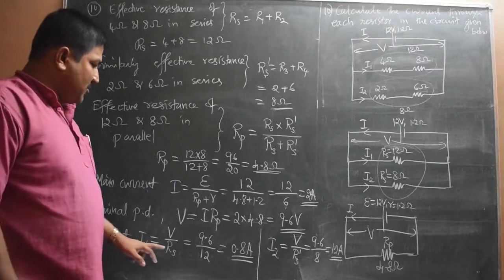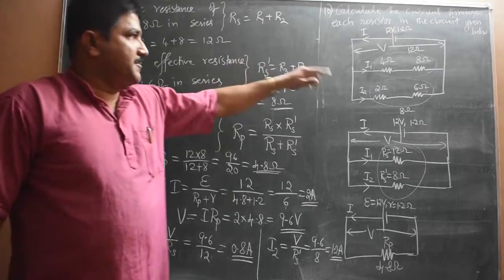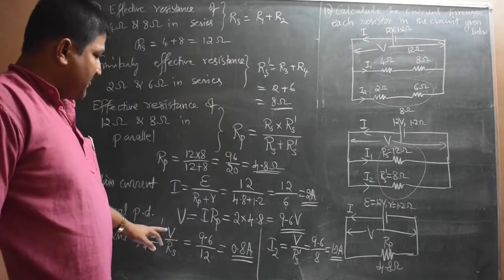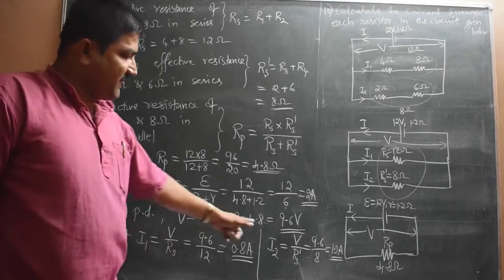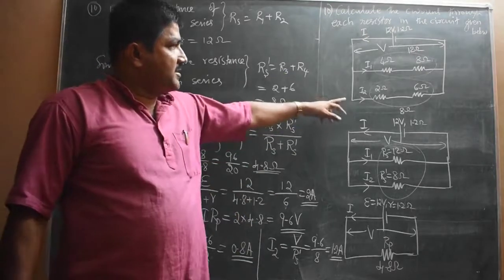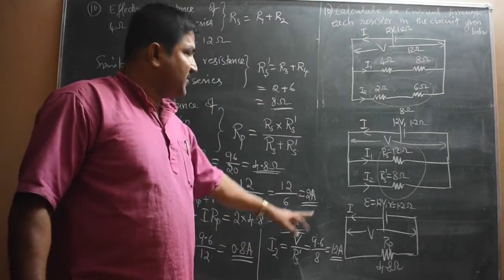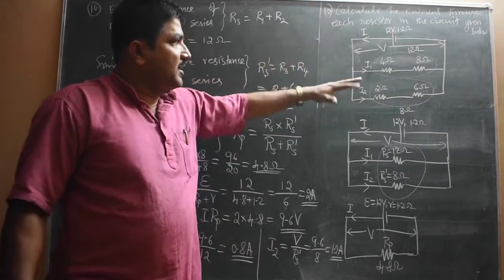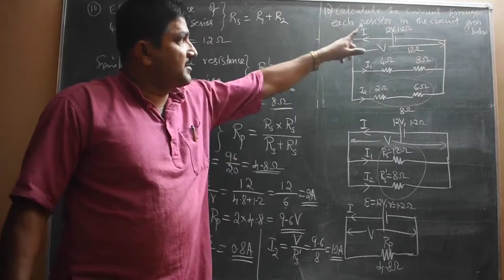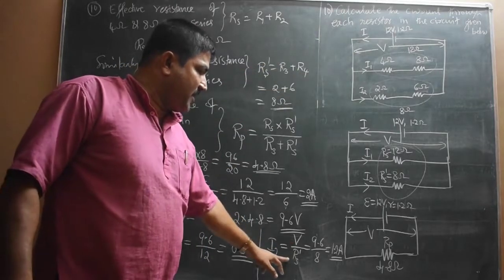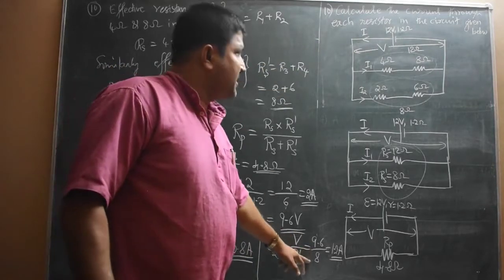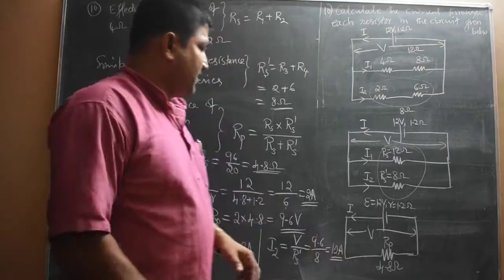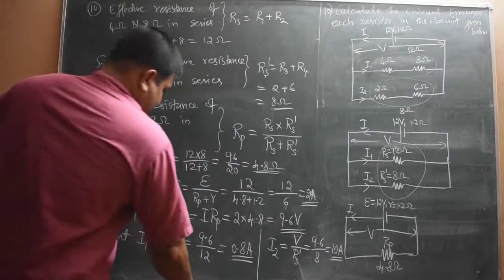V equal to I1 into Rs, the first branch PD. Therefore current I1 is V by Rs. In the same way, for branch current I2, the potential difference across the branch is the same as the terminal PD of the battery. So V divided by Rs dash. So 9.6 by 8 is equal to 1.2 ampere. So like this we will get it.